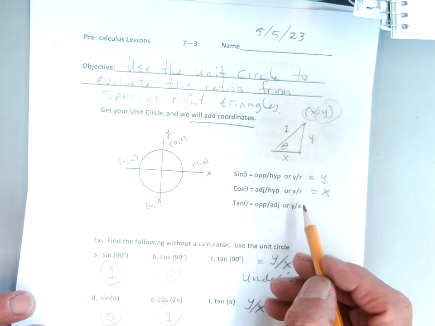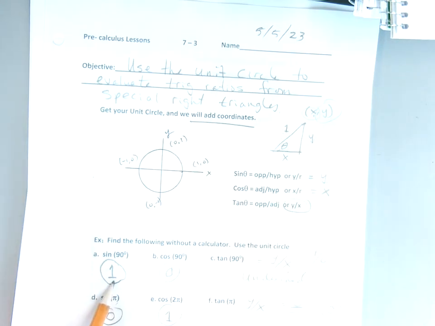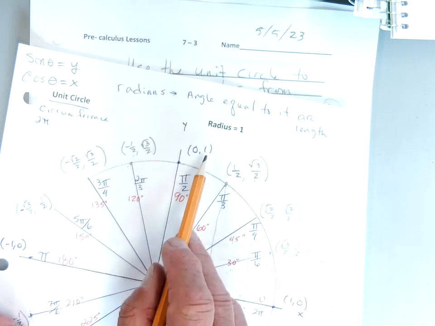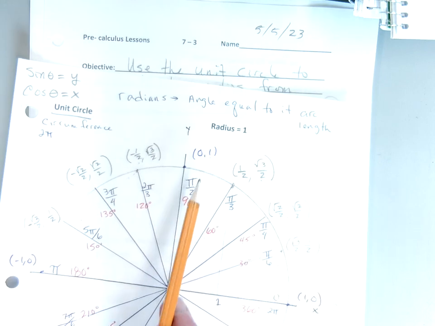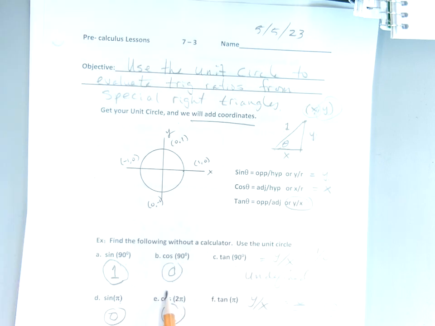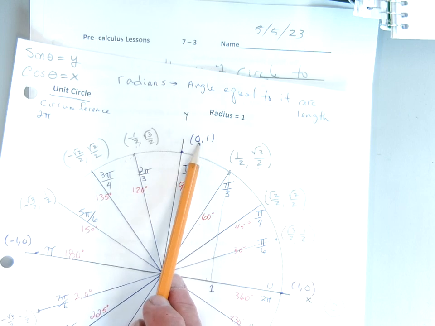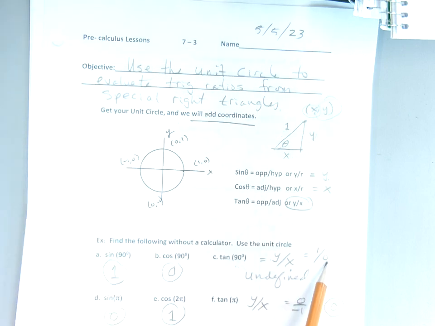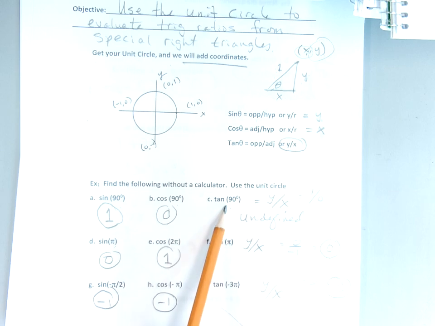Then we know tangent is y over x, so we can evaluate all these. Sine of 90, we go to 90 degrees, it's the y value, 1. Cosine of 90, we go to 90 degrees. Cosine is the x value, it's 0. Tangent at 90 is the y value over the x value, so you get 1 over 0. Wait a minute, you can't divide by 0. So it's undefined for tangent at 90 degrees.